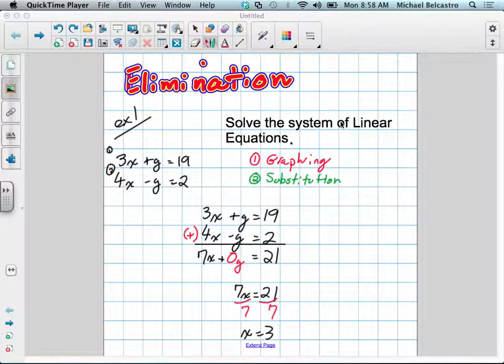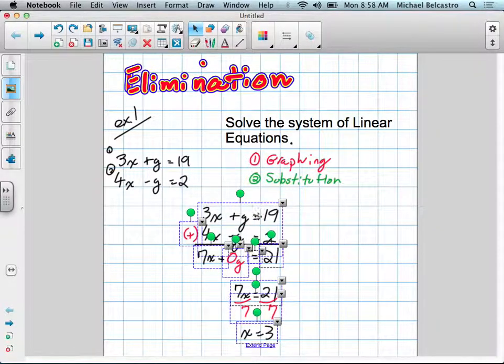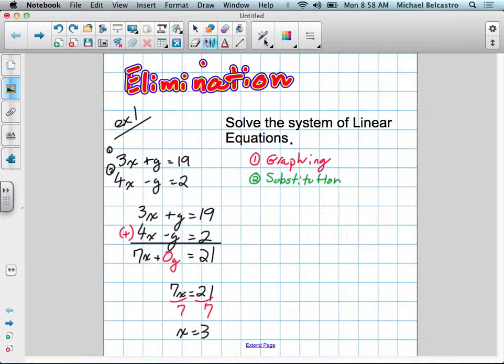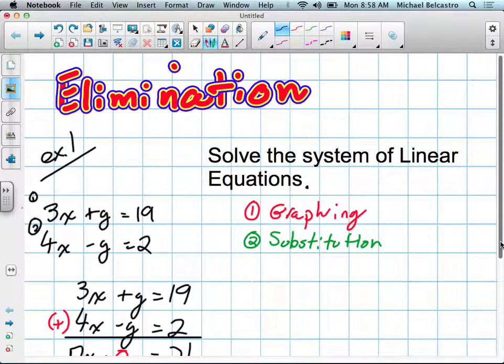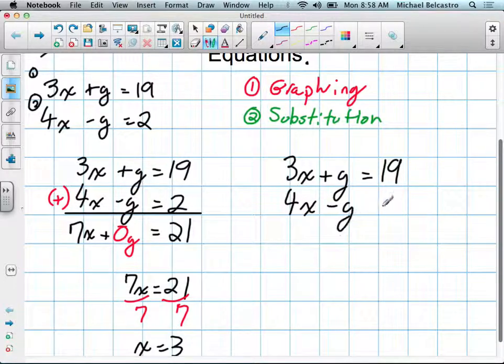What I'm going to do is show you how to eliminate the other variable to solve for y. Okay, so we're going to do the exact same equation, but this time, this is actually how to do it the harder way. Zoom in again. We're going to take these exact same examples. So again, equation 1, which is 3x plus y equals 19, and 4x minus y equals 2.